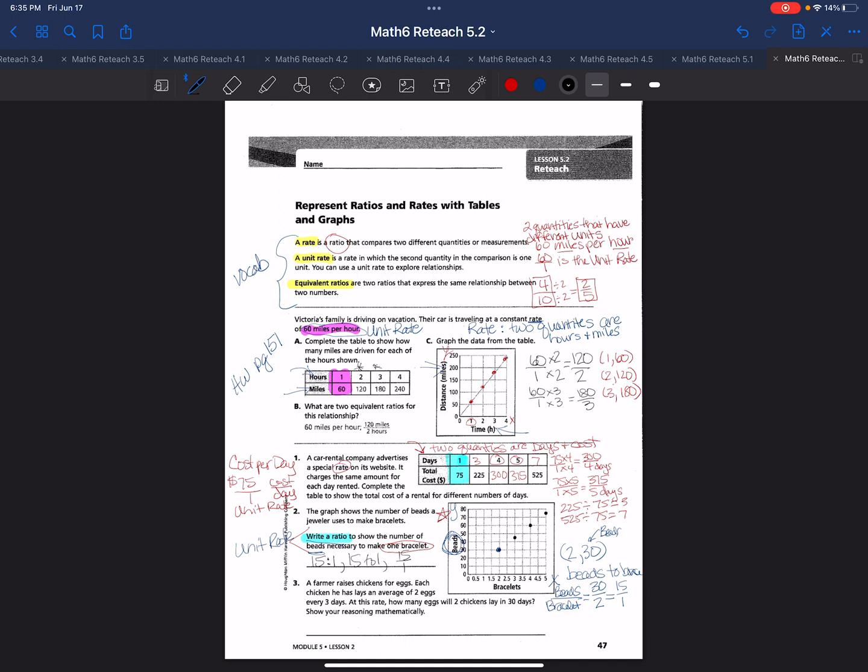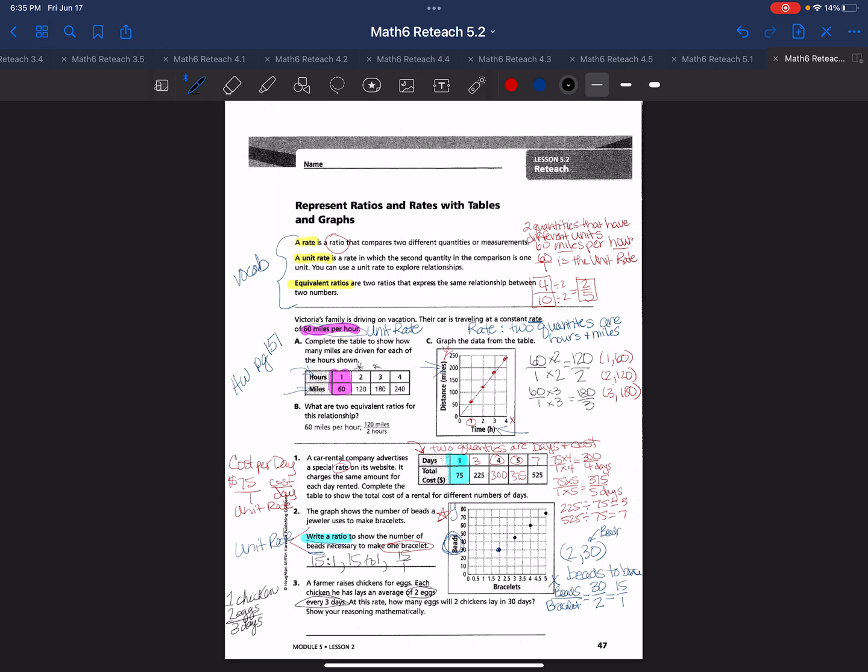Question 3. A farmer raises chickens for eggs. Each chicken lays an average of 2 eggs. So if you have one chicken, it lays 2 eggs every 3 days. So it's a unit rate. I mean, we're finding the rate here because it's 2 eggs for every 3 days.